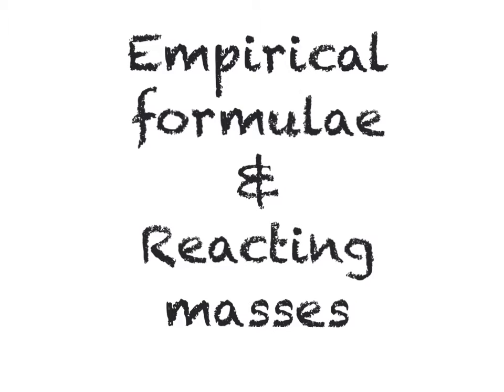Now the empirical formula tells us the simplest whole number ratio of each atom of each element in a compound, and reacting masses tells us how much of something can be formed or how much of something will be needed in a chemical reaction. I'm going to go through two easy ways of making sure that you can answer these questions fully and confidently without any problems.